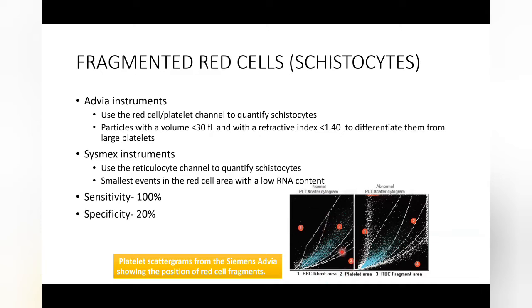As you look at case 1, this is normal, but look at case 3 here. A lot of cells are there in this area. This is the RBC fragment area. So how does it indicate this? They pick up particles with volume less than 30 femtoliter and with refractive index less than 1.4 to differentiate them from the large platelets.